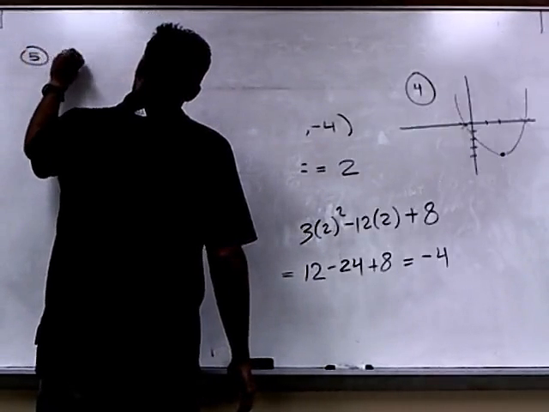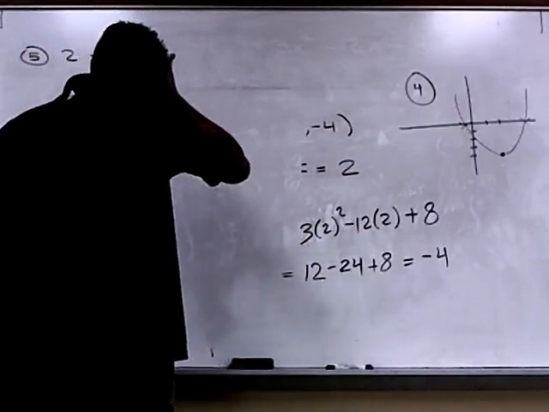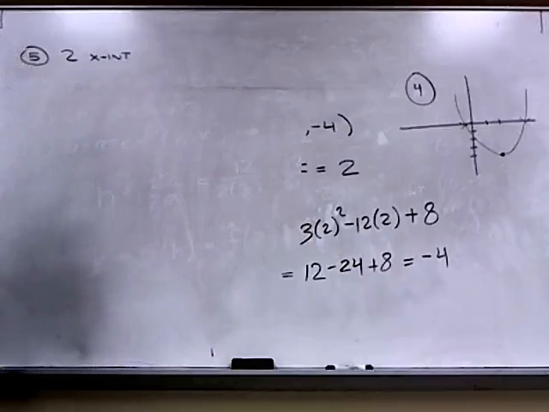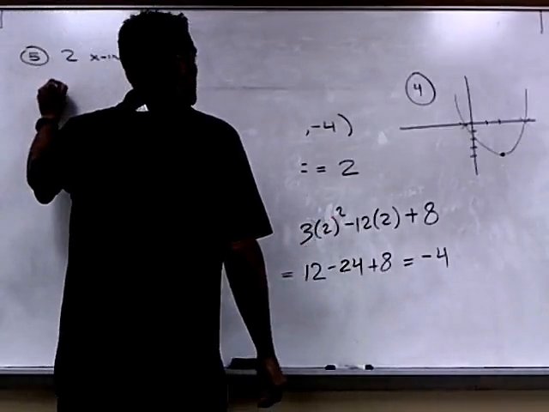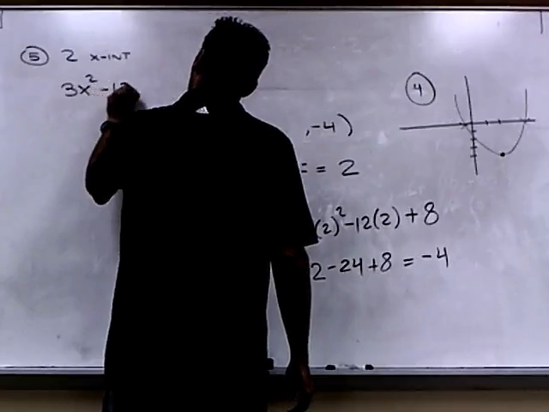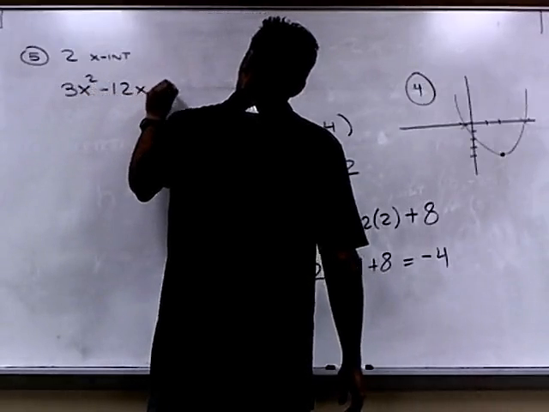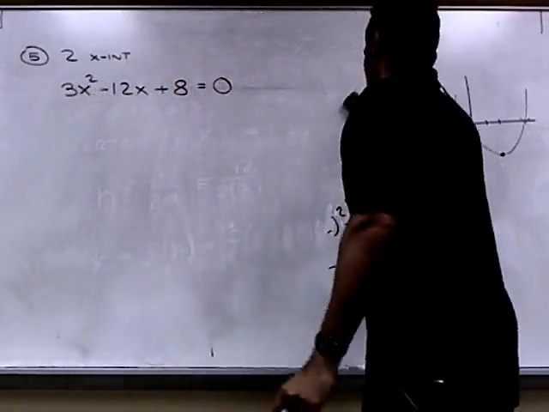I have 2 x-intercepts. So how do we find the x-intercepts for a function? Set it to 0, right? So I need to take the original function, which was 3x squared minus 12x plus 8. I need to set that equal to 0.